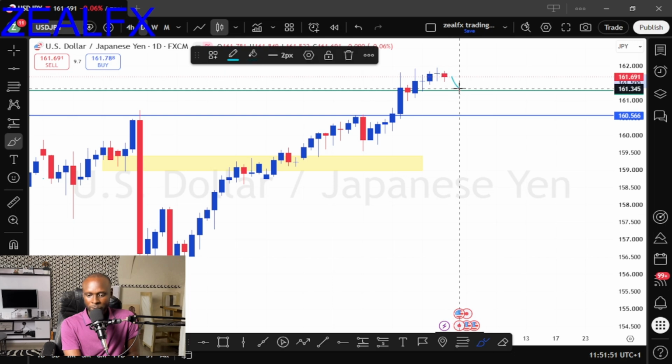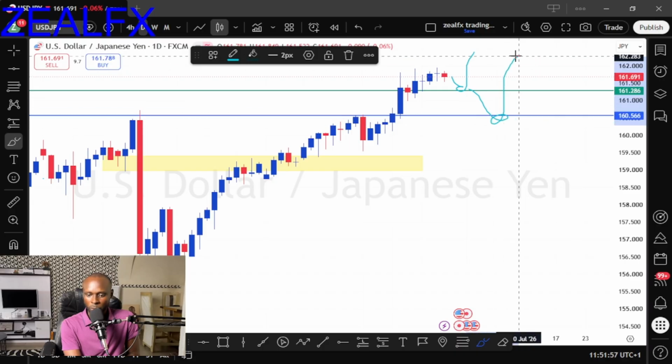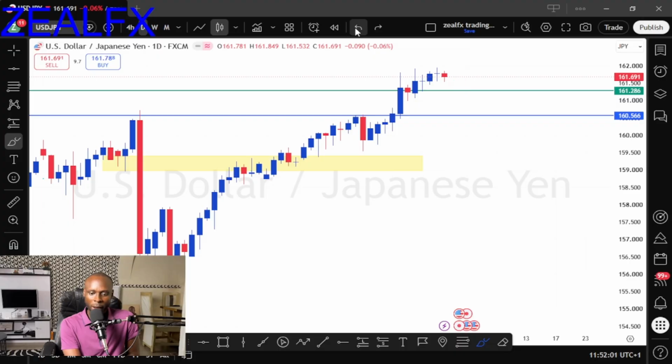We expect price to retest this zone, then start looking for a possible buying opportunity, or we expect price to retest this level, then start looking for a possible buying opportunity for the USD JPY. So these are the areas we are looking for our buying opportunity, because we can't sell from this current trend. You can see we have a strong bullish trend for the USD JPY.